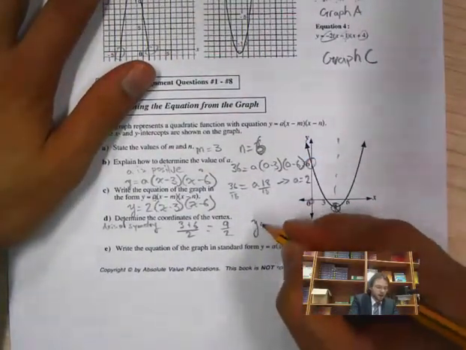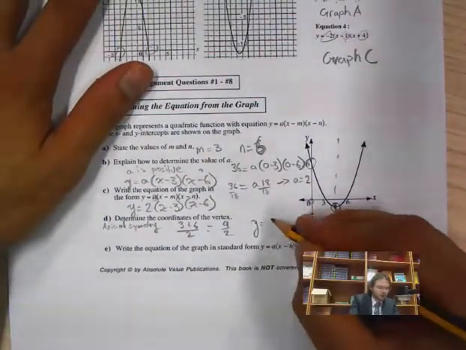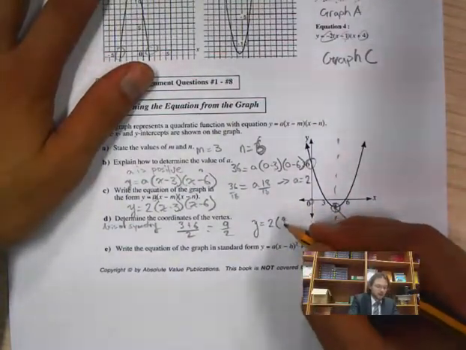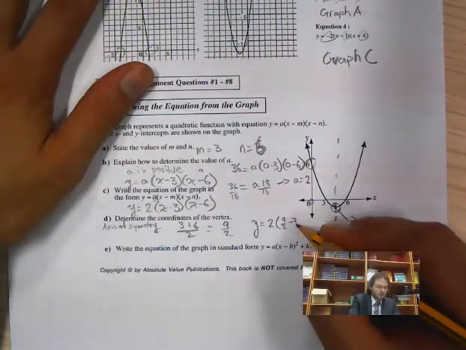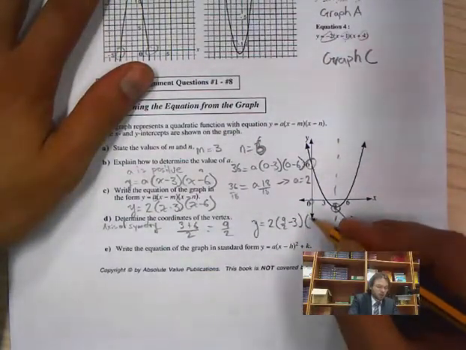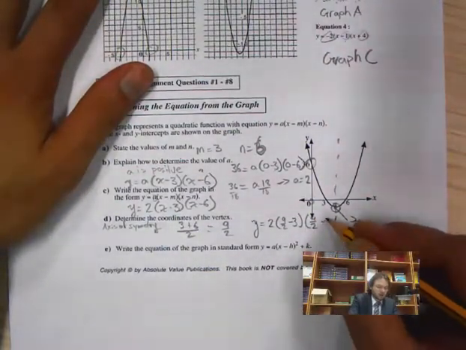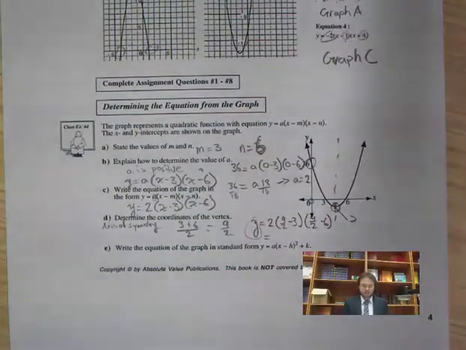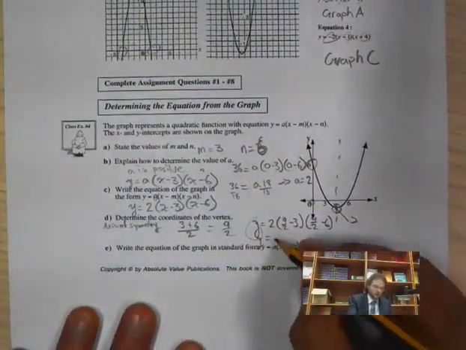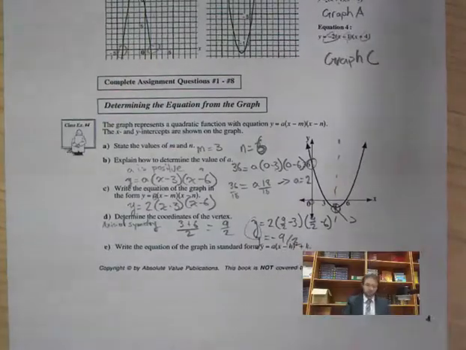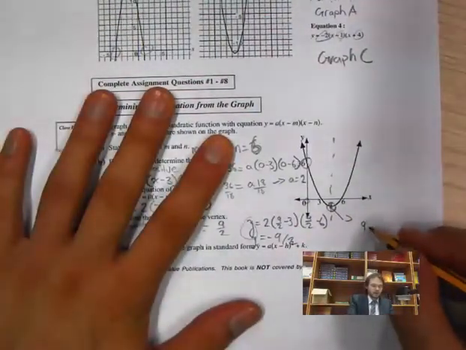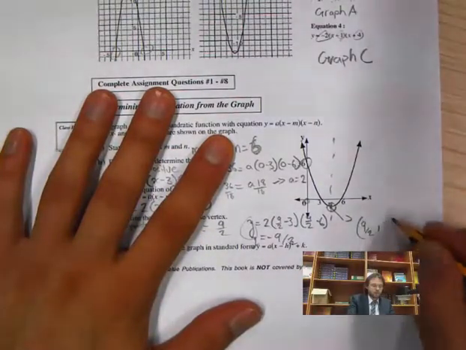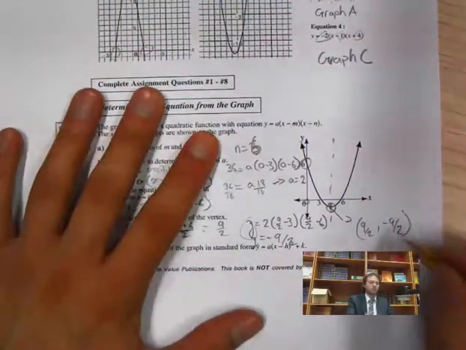So I'm going to get y is equal to, what was my a value? 2, 9 divided by 2, minus 3, and then I multiply that by 9 over 2 minus 6, because we just have to find the y value at that point. And I end up getting y is equal to negative 9 over 2. So my vertex is 9 over 2, comma, negative 9 over 2, or 4.5.